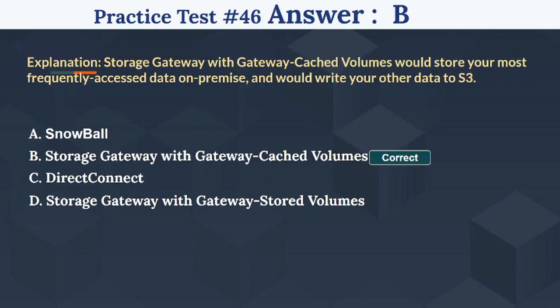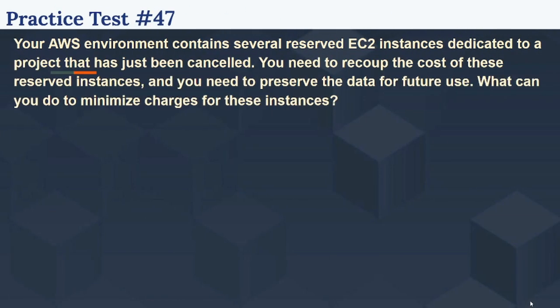So the right answer is B, Storage Gateway with Gateway Cached Volumes. Storage Gateway with Gateway Cached Volumes would store your most frequently accessed data on-premise and would write your other data to S3. Let's move to the next question.